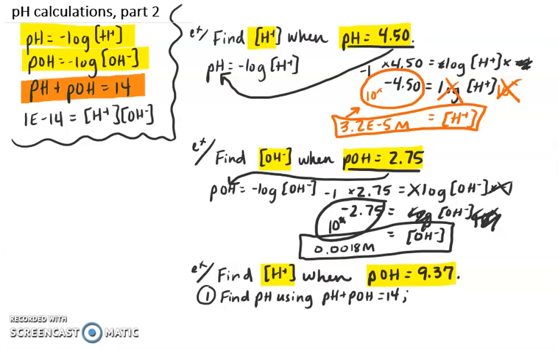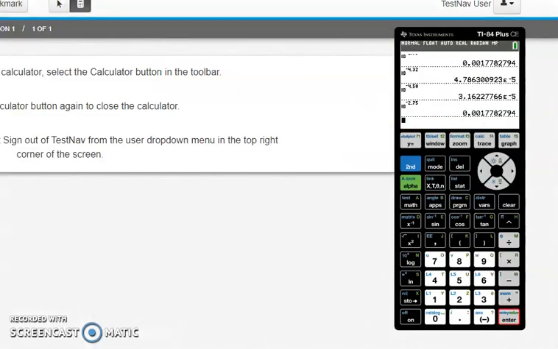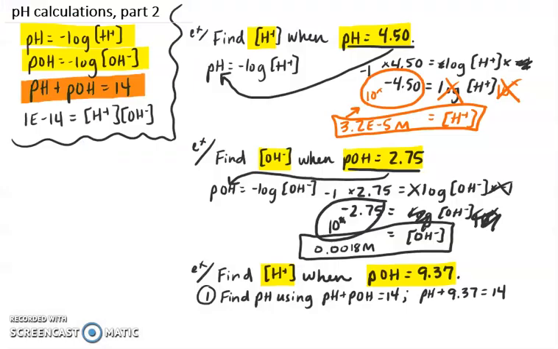So here's how we use that formula, okay? pH plus, and I'm going to substitute in that value, 9.37 equals 14. I simply subtract 9.37 from each side. So I take 14 minus 9.37, and a lot of you guys can do this in your head. We get 4.63. All right, so I know pH is 4.63.